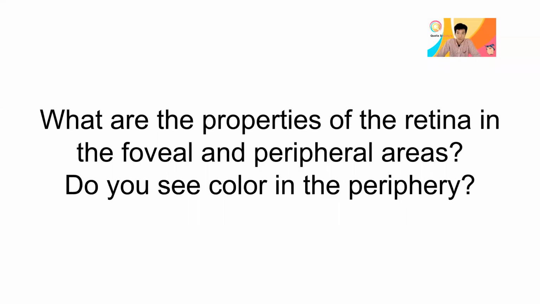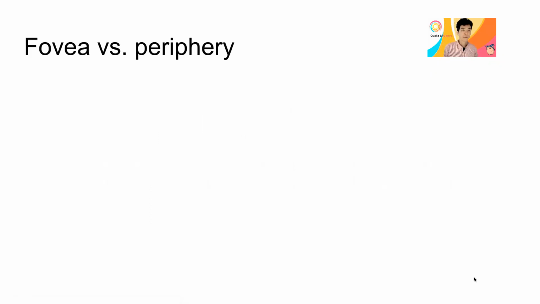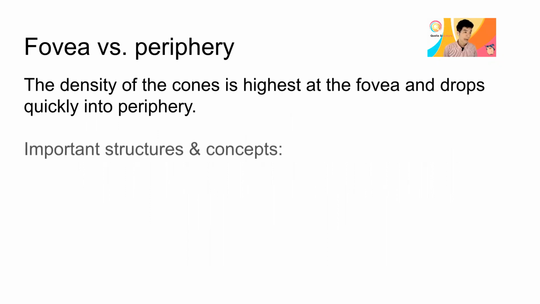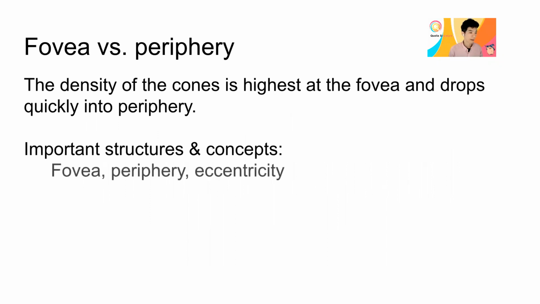What are the properties of the retina in the foveal and peripheral areas? Do we see color in the periphery? So, fovea versus periphery. In summary, the density of the cones is highest at the fovea and drops really quickly into the periphery. That's known. And the important structures and concepts I introduced today are the fovea, periphery, and eccentricity.